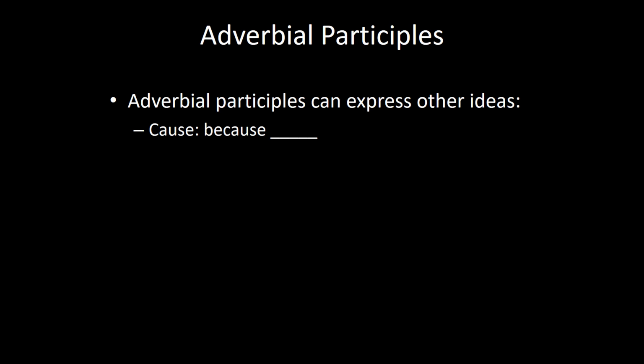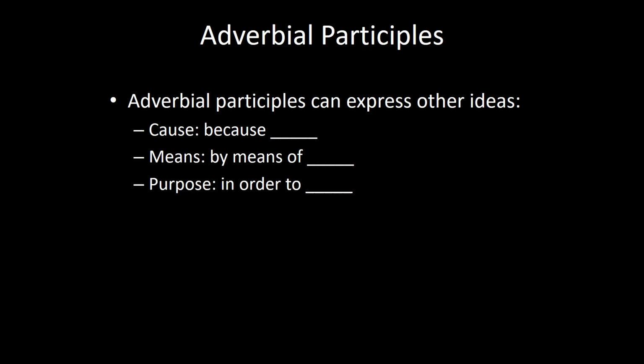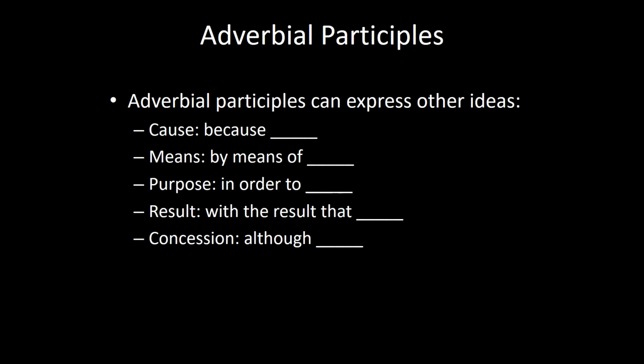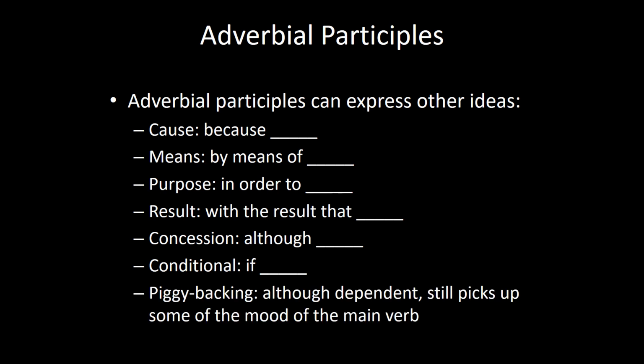I'm going to give you just a quick list of the different things an adverbial participle can do. When you see a participle that's adverbial, it's a helpful practice just to run down this list with these keywords and see if it expresses the idea in context. If the idea is cause, you would say because. If the idea is means, you would use by means of. Purpose, in order to. Result, with the result that. Concession is the idea although. Conditional, if. And then there's one called a piggybacking participle, which piggybacks on the main verb that it modifies. It kind of grabs onto some of the force of the main verb. I'll show you an example of this in a minute.